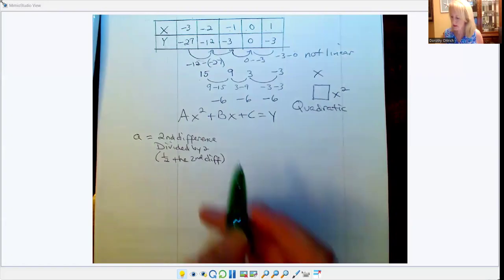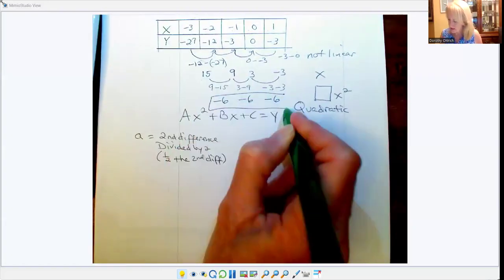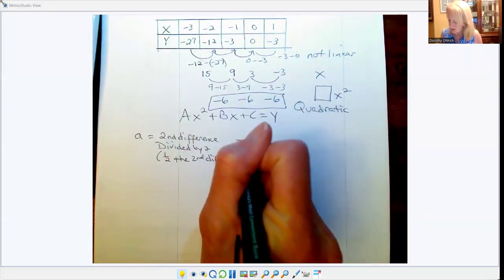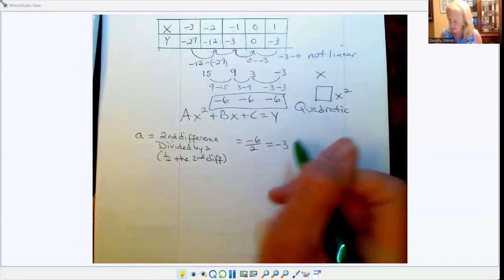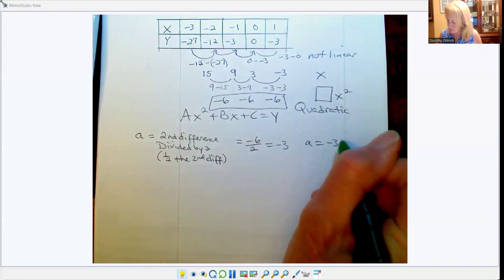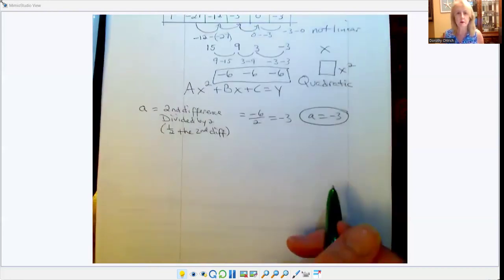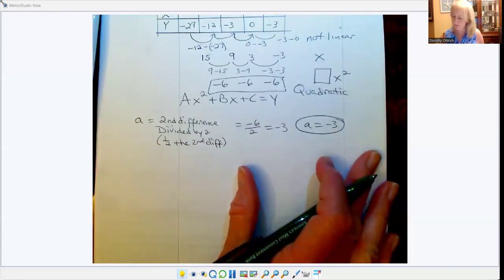What was our second difference? Negative 6. So negative 6 divided by 2 is negative 3. Our a is negative 3. I recommend that you circle it when you get the letters when you solve.